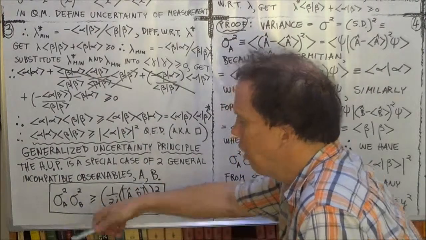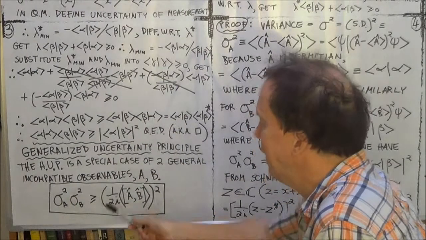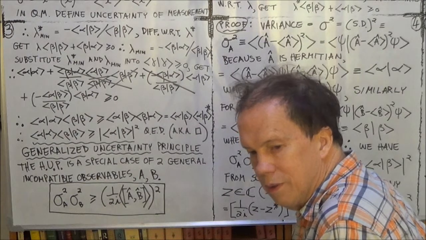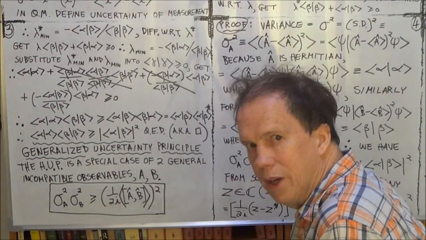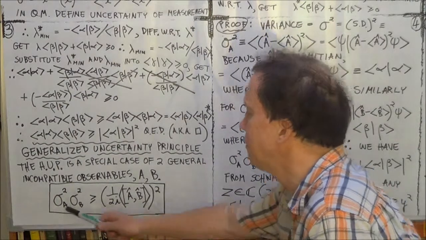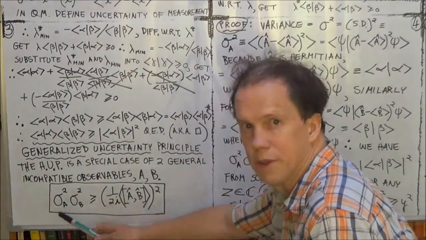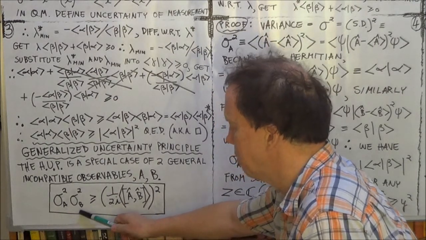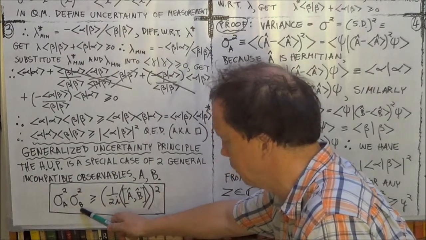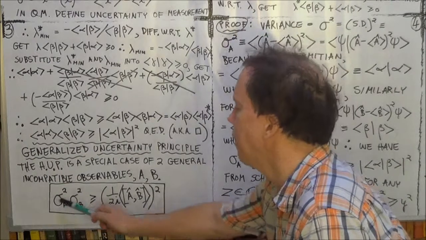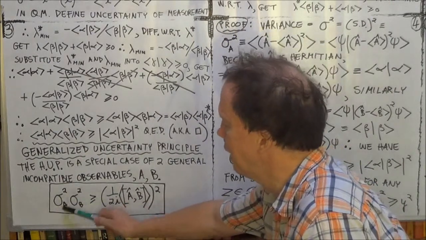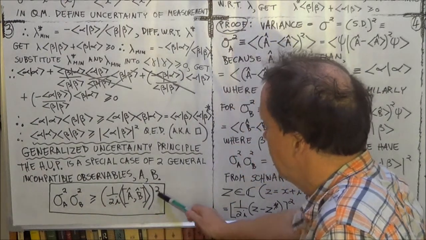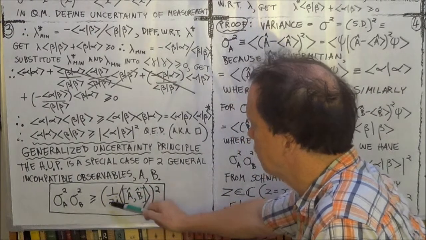So in other words, you do a whole bunch of measurements on A and a whole bunch of measurements on B, and you get all the different results. You find the variance, in statistical terms, of your A measurements, and you find the variance of the measurement values for observable B. Then you multiply these two variances. So sigma A squared times sigma B squared is greater or equal to the square of the whole thing. So it's 1 over 2i.